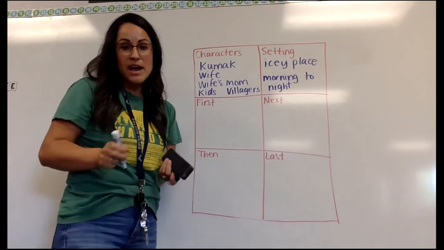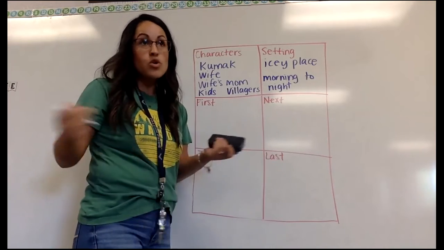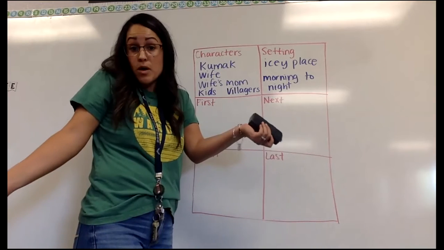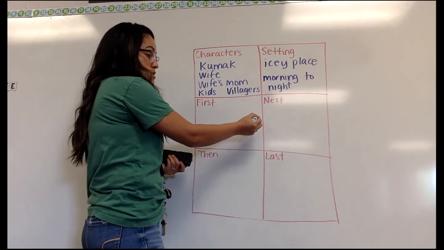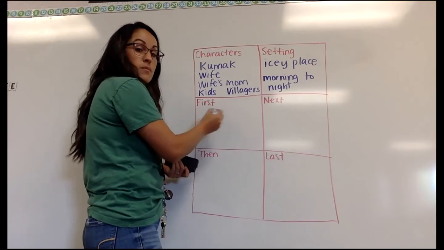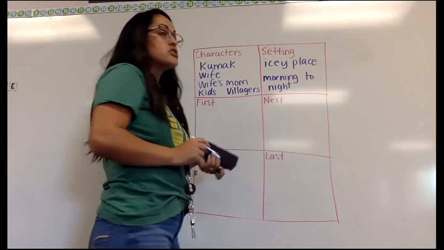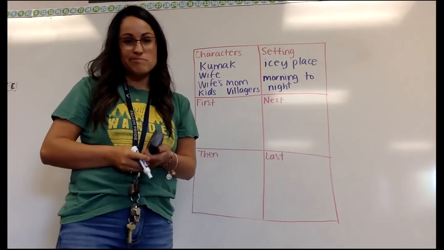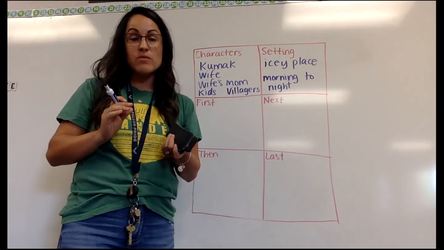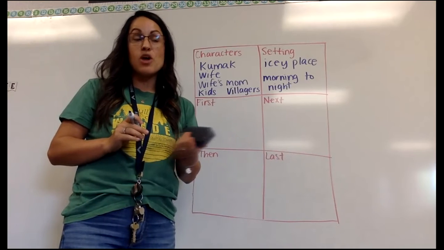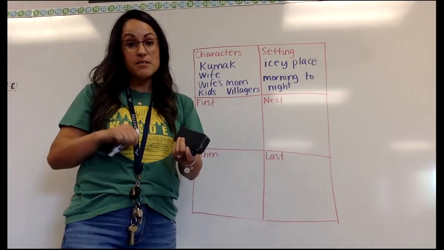Now, you have a choice. You can write sentences in here if you want, or you can draw a picture, or you can do both. You could write a sentence about what happened first, or you could draw a picture about what happened first, or you can do both. All right, so what happened first in this story? Remember the first picture of the story was when Kumak and his family were all looking out the window, and then they got ready for the day. They put on all their stuff.